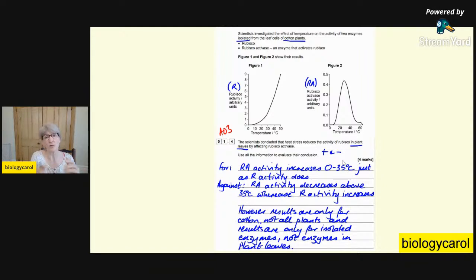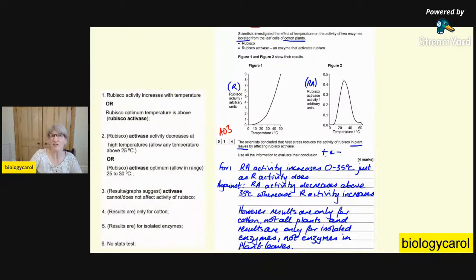And classic things to look for is where the conclusion is more broad than the experimental results allow. And also things like sample size being really small, those kinds of things. And generally you'll have enough to put together at least a 3 or 4 mark answer.